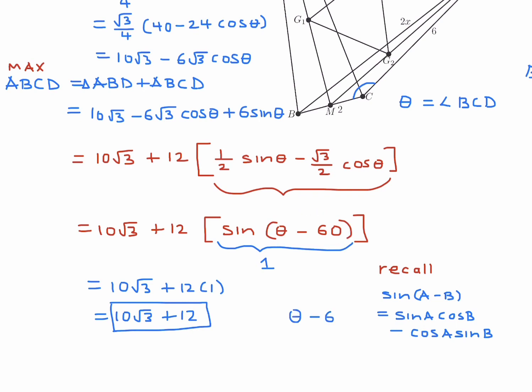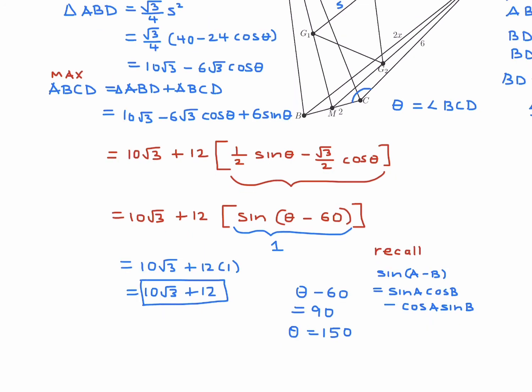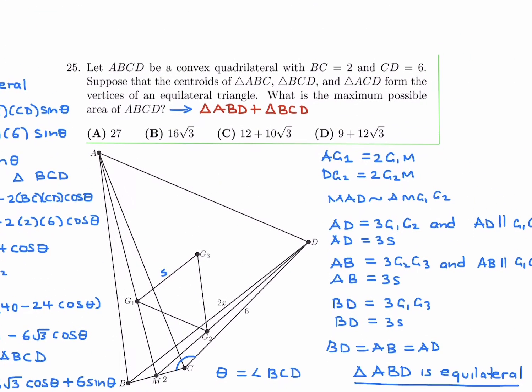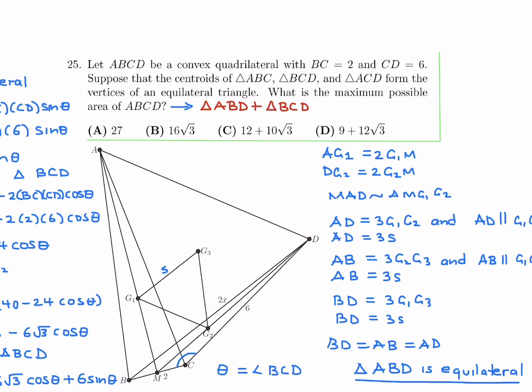So when theta minus 60 is equal to 90, and therefore theta is actually 150, just in case you wanted to know. 10 root 3 plus 12 is the answer to this very challenging question, and that would be C for number 25.